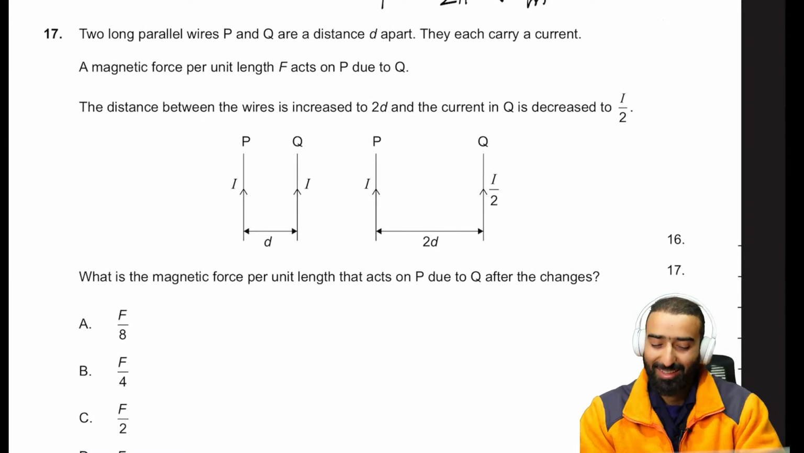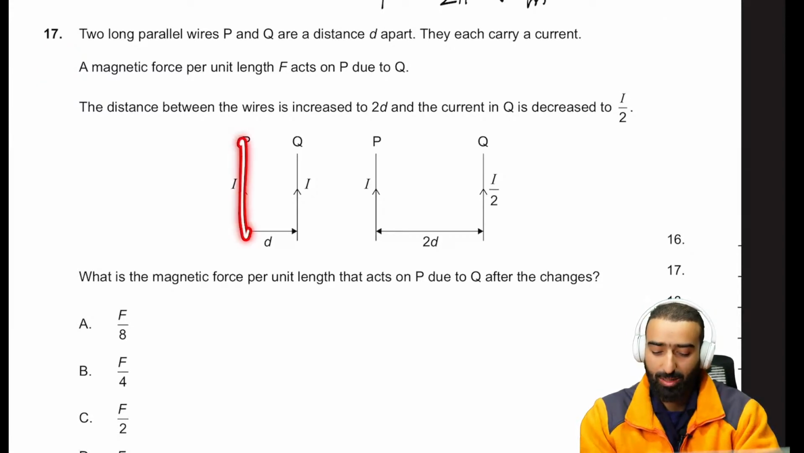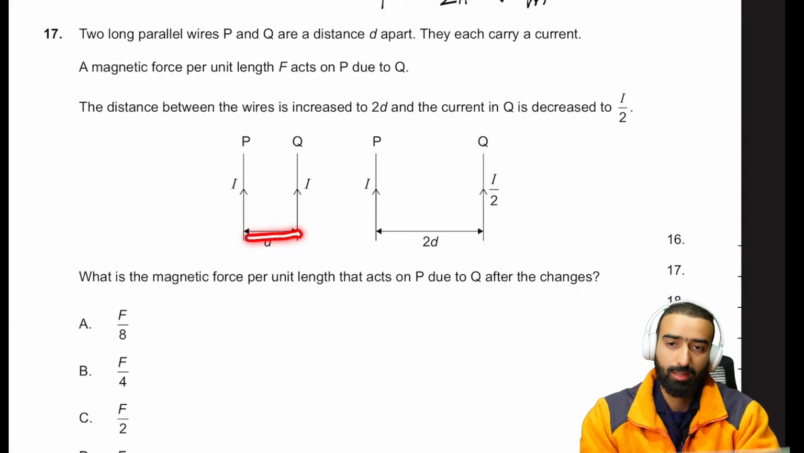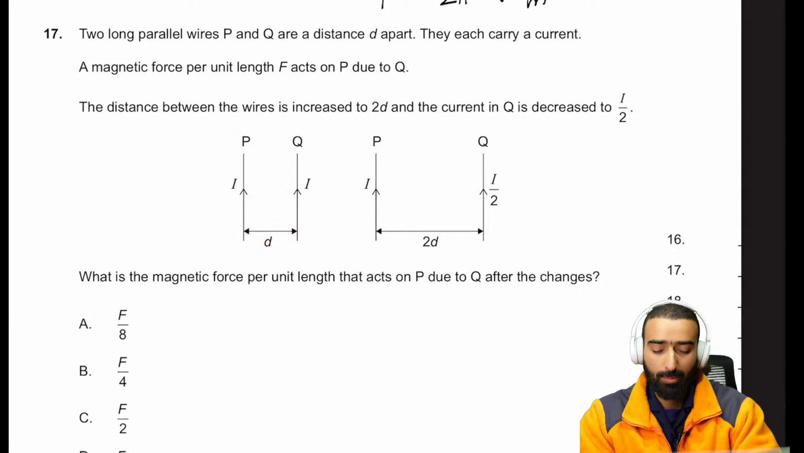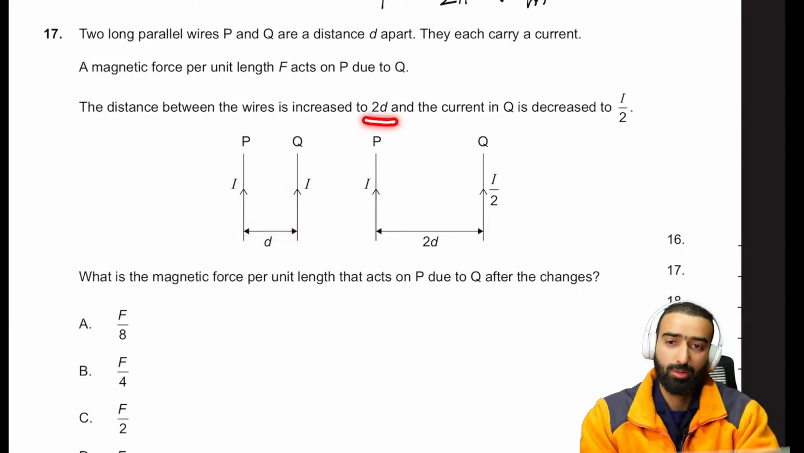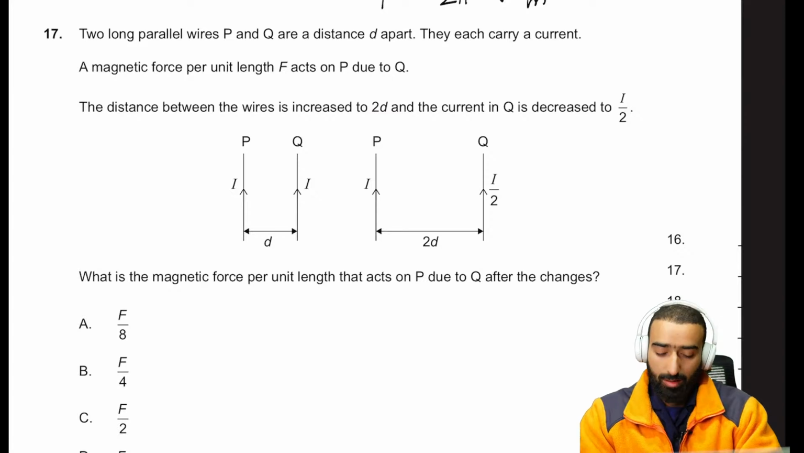All right, let's try the 17th question. We have two wires, P and Q. We have the same current flowing through them, and the distance is d. Now what happens is that the distance increases to 2d, and the current decreases by 1/2. What happens to the magnetic force?